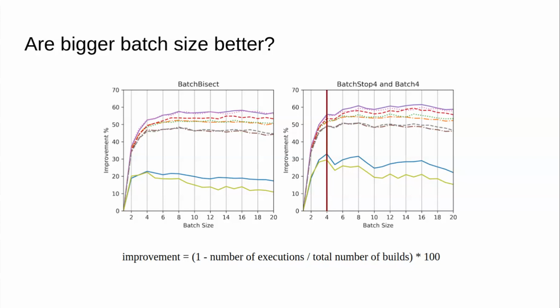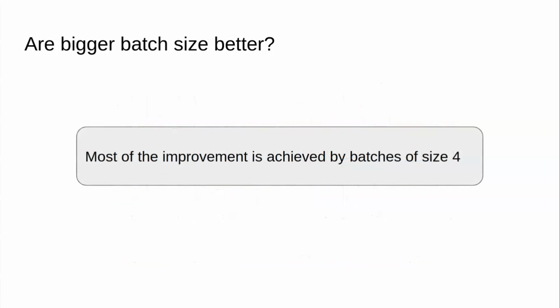Actually, for two of the projects with more failure rate, after batch size 4, the result would become worse. So most of the improvement is achieved by batches of size 4. And that's why we introduced batch 4 as a separate approach. And we're going to show that even this simple batching approach can save execution in most of the projects.